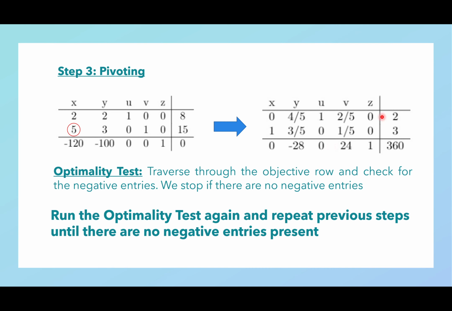Now, at the end of this iteration, we run what is known as the optimality test, which is basically going through the objective row to check if we have any negative entries whatsoever. In our case, we have negative 28. So this means we are not done yet. We need to do one more iteration. So we stop repeating the previous set of operations if there are no negative entries in the objective row.